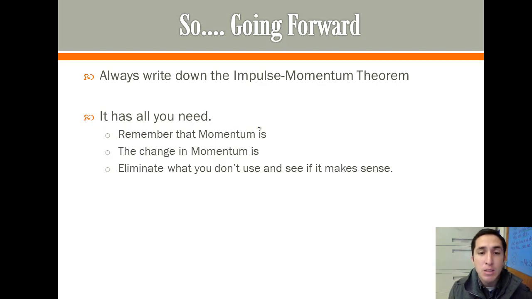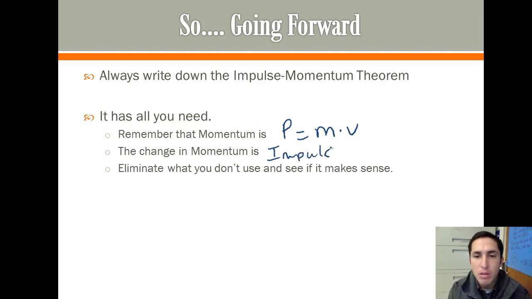Remember that momentum is, what letter is momentum again? Letter P. And how do you find momentum? Mass times velocity. Very good. And when you're changing momentum, when you take the final momentum, subtract the initial momentum, what does that give you again? Impulse. What letter was the impulse? J. Very good.